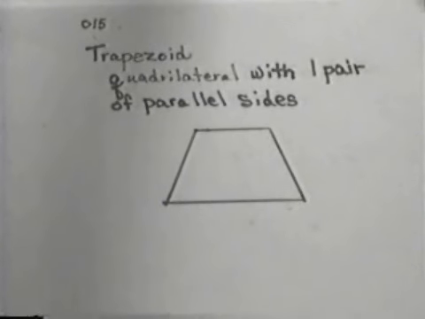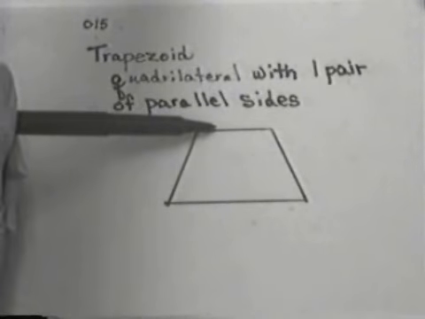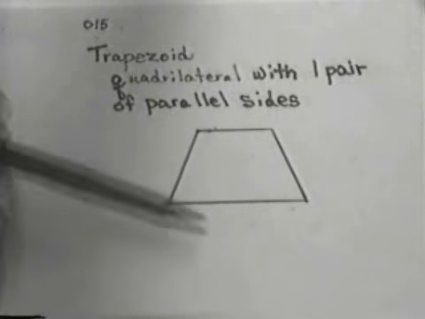The next figure that we want to talk about finding the area of is a trapezoid. A trapezoid is a quadrilateral that we haven't talked about yet. Remember, a quadrilateral is a 4-sided figure. So we're going to be looking at a 4-sided figure, but in a trapezoid, it has one pair of parallel sides. In this case, these two sides would be parallel.